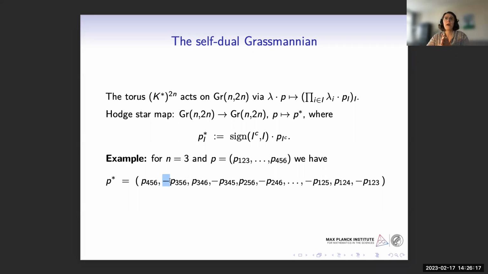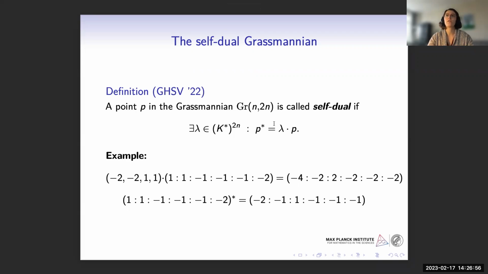Okay. And how to understand this map? What does it do? Basically, it maps an n-dimensional linear space in an ambient 2n-dimensional space to its orthogonal complement. So P star is the Plücker vector corresponding to the orthogonal complement of the vector space that corresponds to P. And these are all the ingredients that we need to get the self-duality condition onto the level of the Grassmannian, because the matrix equation that we had before just translates now into P star equals lambda P.